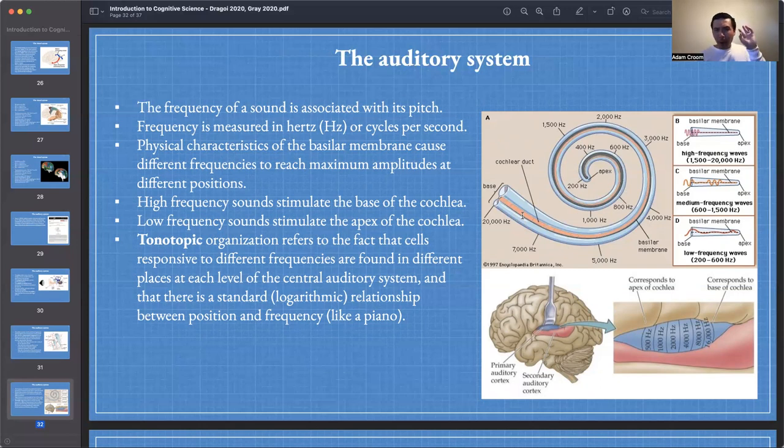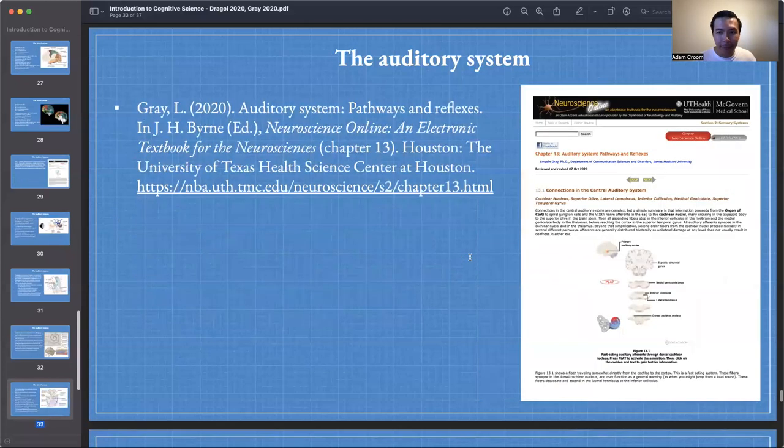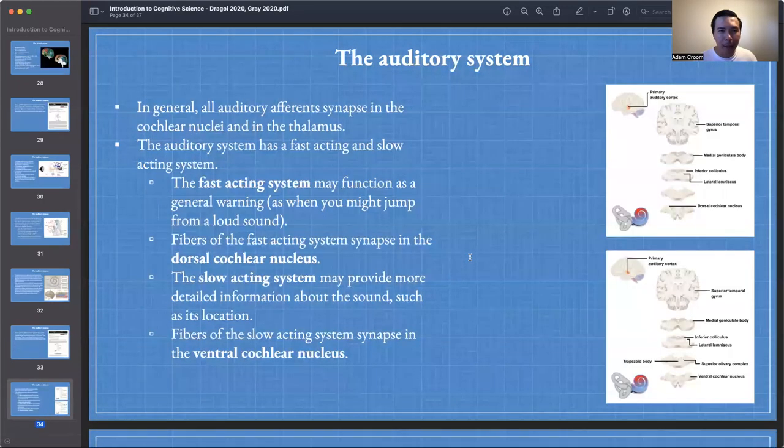And we'll see this a lot in the brain too. Like we got to make room for all the stuff in our brain, right? So you got to tie things up and fold them together. Some cool origami going on in there. In general, all auditory afferents synapse in the cochlear nuclei and in the thalamus.